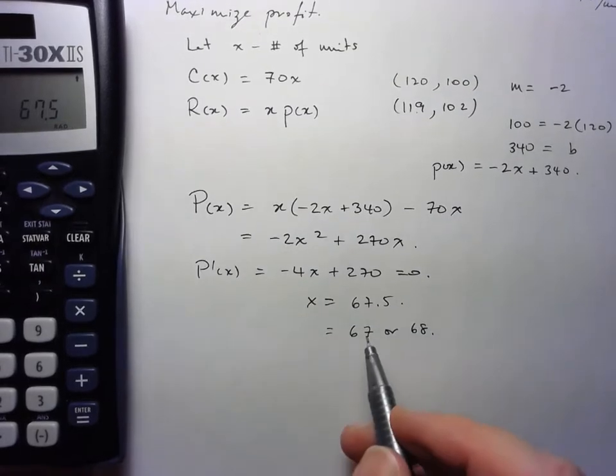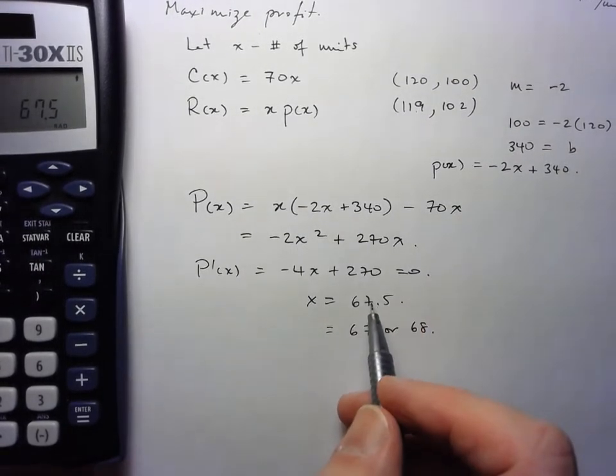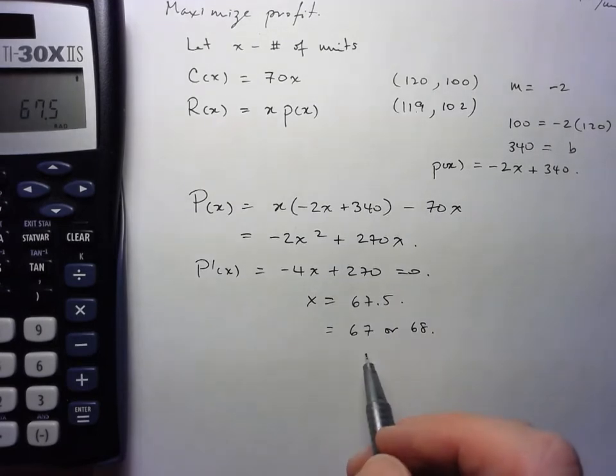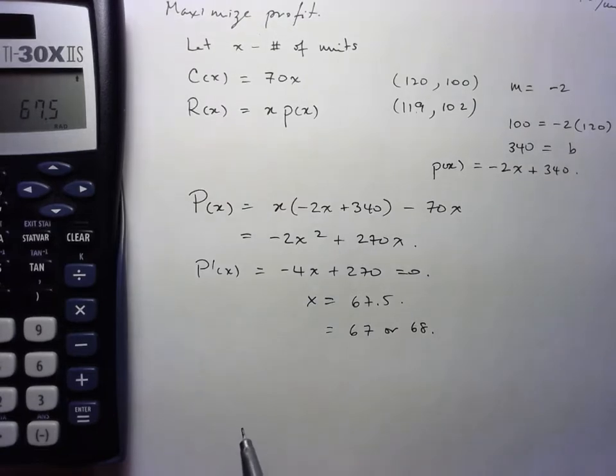Obviously we can't work with 67.5 because we're counting number of units, so we've got either 67 or 68. The reason it could be either one is, remember, this is just a quadratic. If this represents the axis of symmetry, we know we should get the same profit whether I sell 67 or 68. Okay, so let's go back to the question, and I see that what they're actually asking me for is what price the store should sell the MP3 players for.